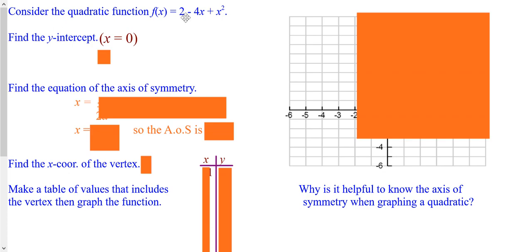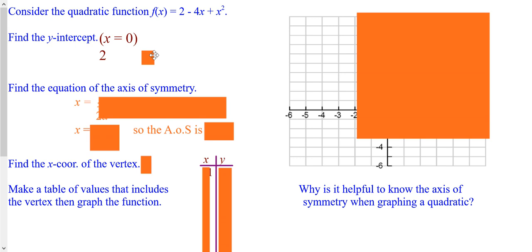So consider this quadratic function. You're asked to find the y-intercept. Your y-intercept is where you cross your y-axis. Well, if I'm on the y-axis, I'm not left or right, so that means my x-coordinate is 0. So if I plug in 0 for my x, I end up getting my y value to be 2.